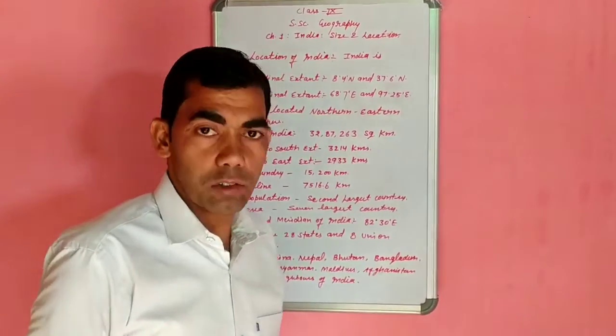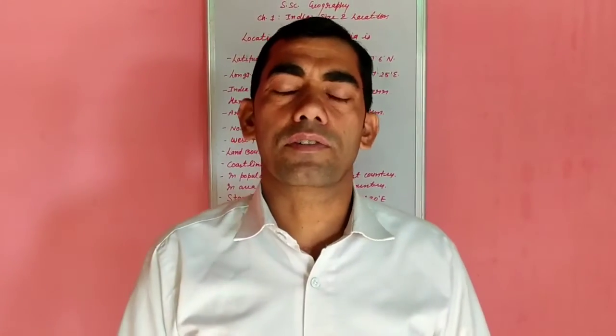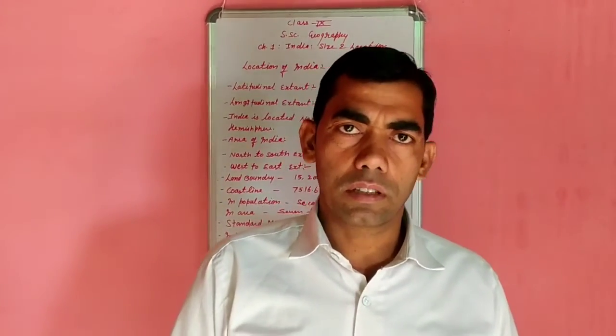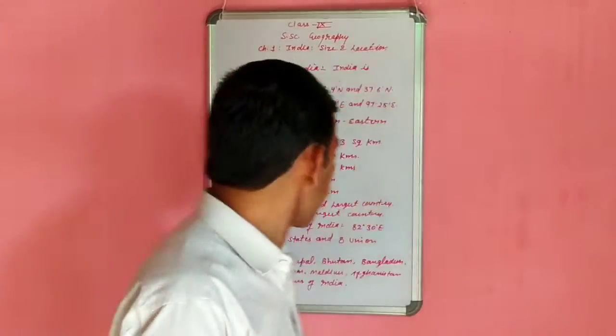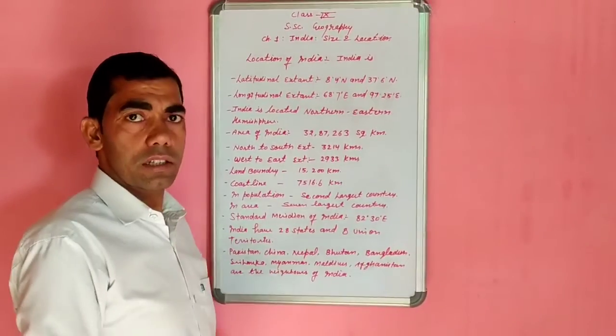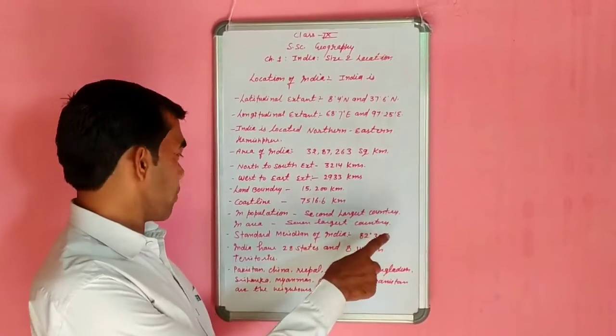India's coastline borders two seas. In the southern part of India, the Indian Ocean is located, in the eastern part the Bay of Bengal is located, and in the western part the Arabian Sea is located. In population, India is the second largest country of the world. In area, it is the 7th largest country.